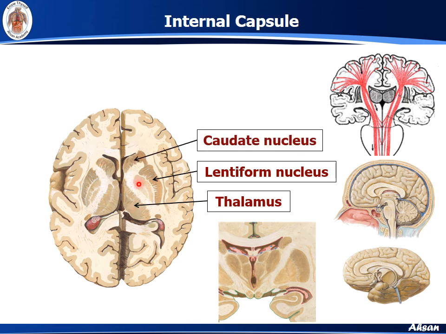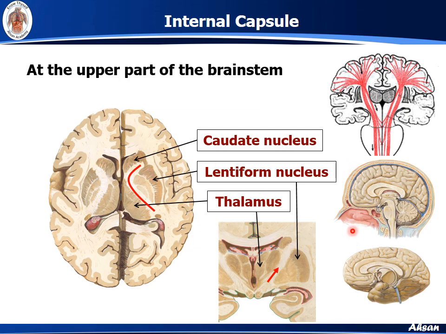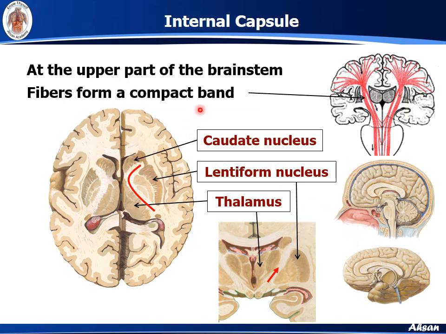This is the thalamus, you can see, and this is the internal capsule that separates the thalamus from these parts of the basal ganglion. This is the compact bundle, and after crossing this internal capsule, the fibers enter into the brain stem.